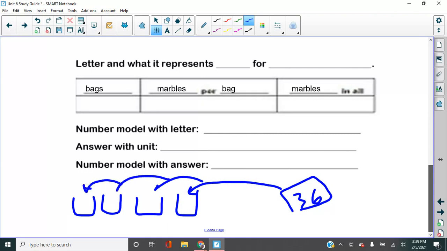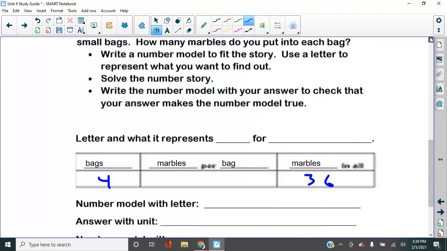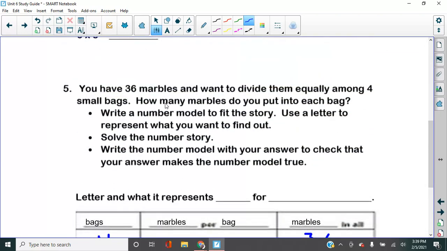So this is a diagram too, okay? That's a diagram that's fine. This is a diagram that's fine. If you use this one, you would say that we have 4 bags. We don't know how many marbles. So we're going to choose a letter. And like I said before, we need to try to figure out how many marbles are in each bag. We'll make the letter M stand for marbles.